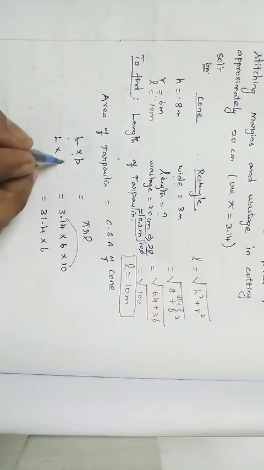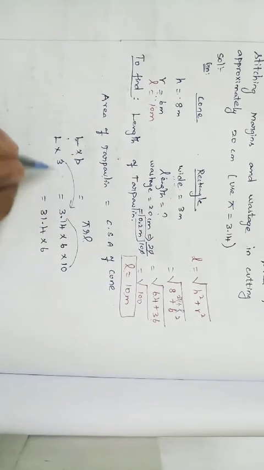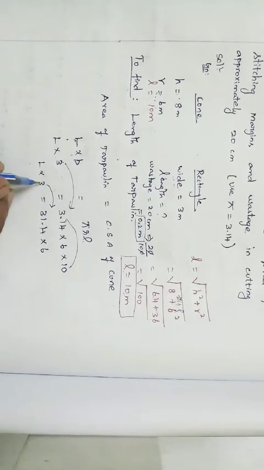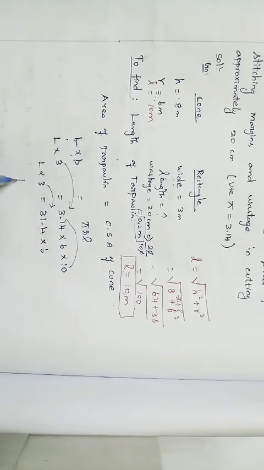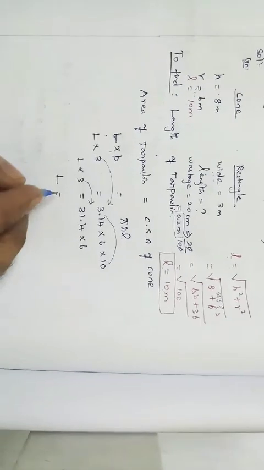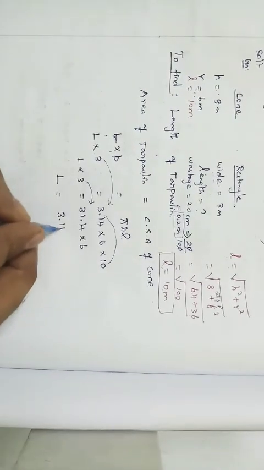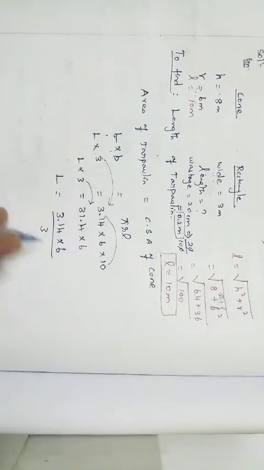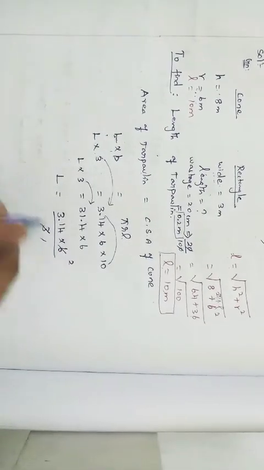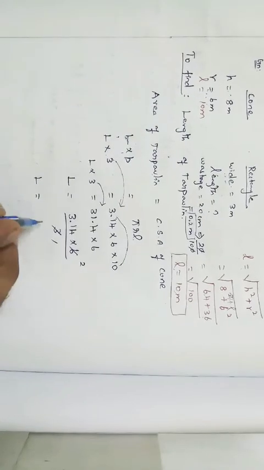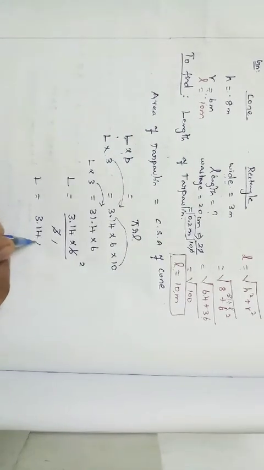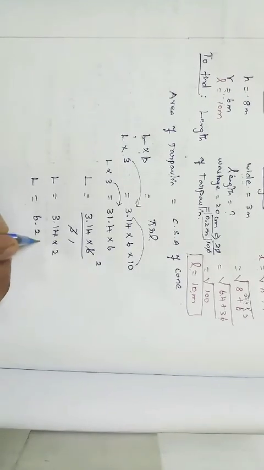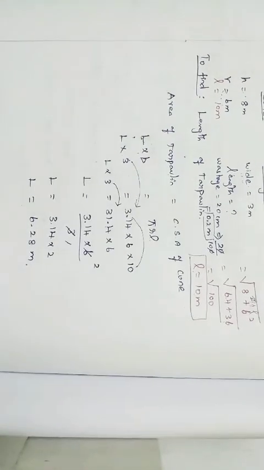I'm just taking 3 to the RHS. Multiply will become divide, right? L into 3, I'm taking 3 to the RHS. Multiply will become divide. So L is equal to 3.14 into 6 divided by 3. Simplify, 1 times, 2 times. So L is equal to 3.14 into 2, L is equal to 6.28 meter, right?